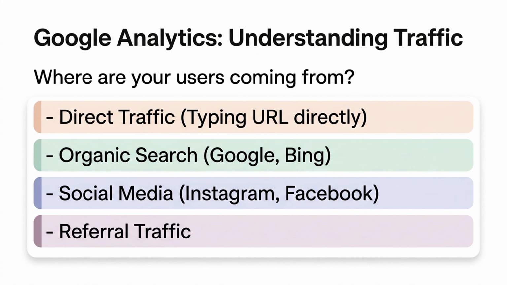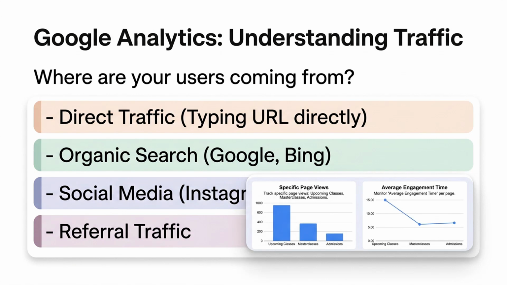The first step is identifying where our active users are coming from. Are they typing our URL directly? Are they finding us through Google or Bing searches? Or are they clicking a link on our Instagram? By tracking these specific channels, we can see exactly which marketing efforts are driving the most traffic to our website.